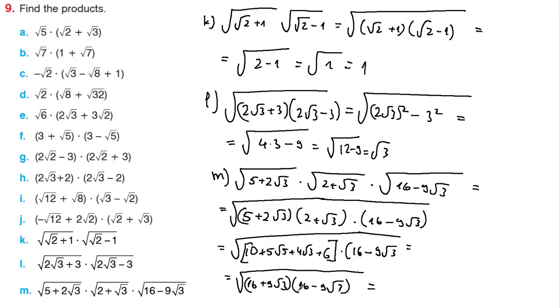Oh, we just solved these kind of problems, a plus b, a minus b, so it should be 16 squared minus 9 root of 3 squared. So 16 squared is 256. 81 times 2 would be 243, like this. And 256 minus 243, it's 13, so it's square root of 13. Hopefully we don't have any mistakes in calculations.